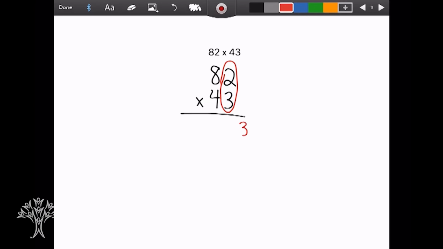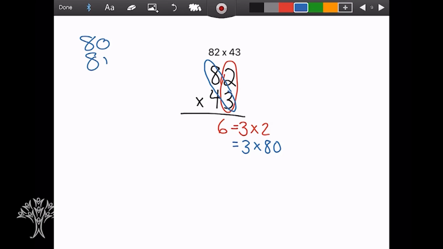So let's go with 3 times 2. We're going to crisscross over for a 3 times 80. Okay, think of what 3 times 8 is to help you get there. We're going to go 8 plus 8 plus 8. You could write it on the side, 80 plus 80 plus 80. What do you get? You should get 240.